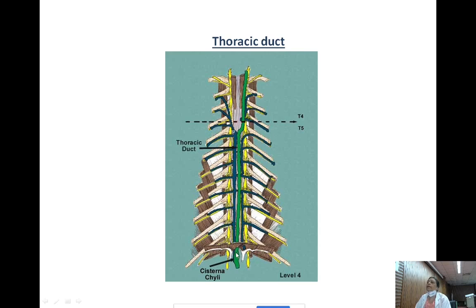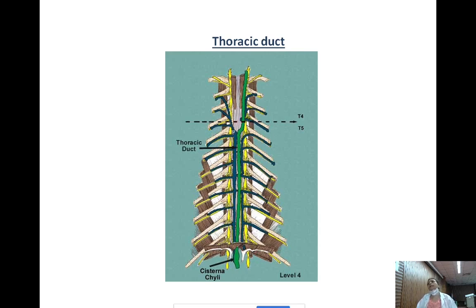Okay, so from the apex of this sac, this sac receives the intestinal lymph trunk, and that intestinal lymph trunk also receives the lymphatic vessels from the lower limb. So from both the lower limb and also from the abdominal structures, the lymph will come into the cisterna chyli and it will form a sac. And from the upper part of that sac, the thoracic duct will start.